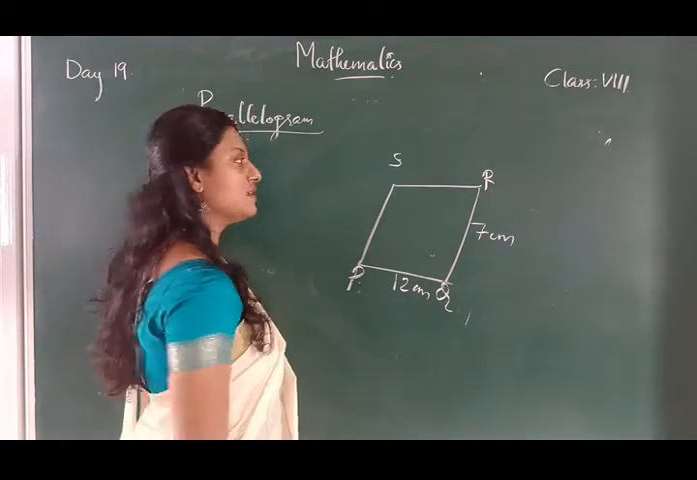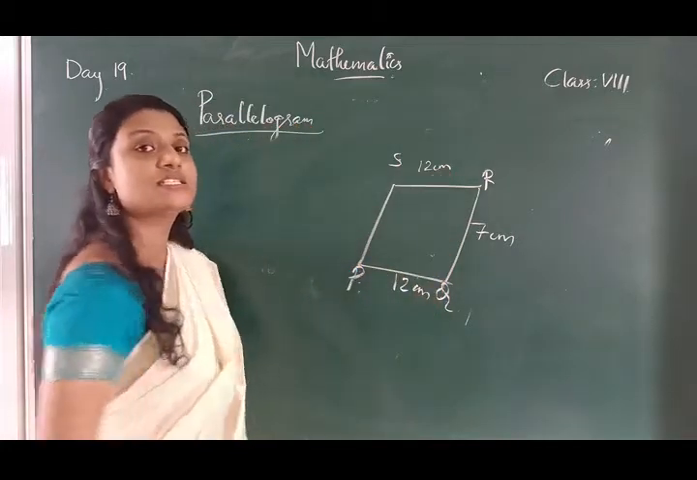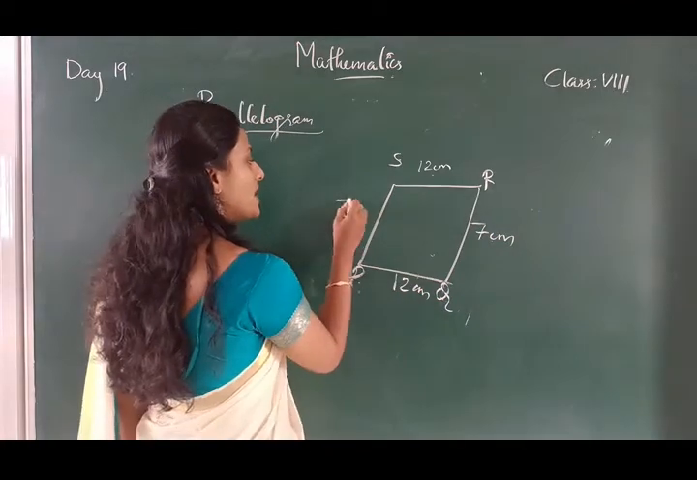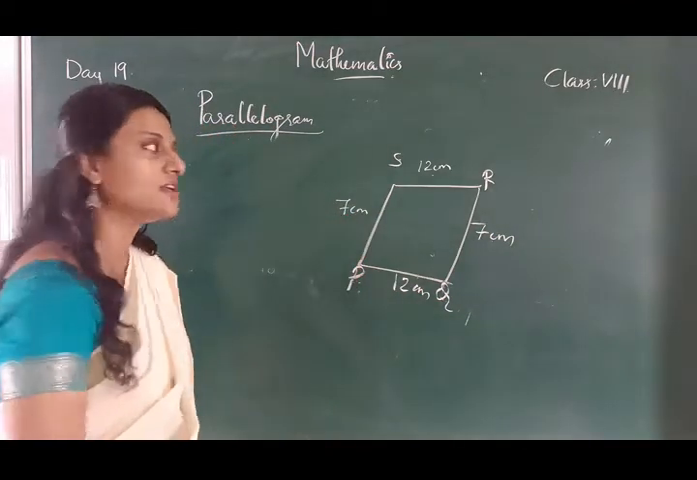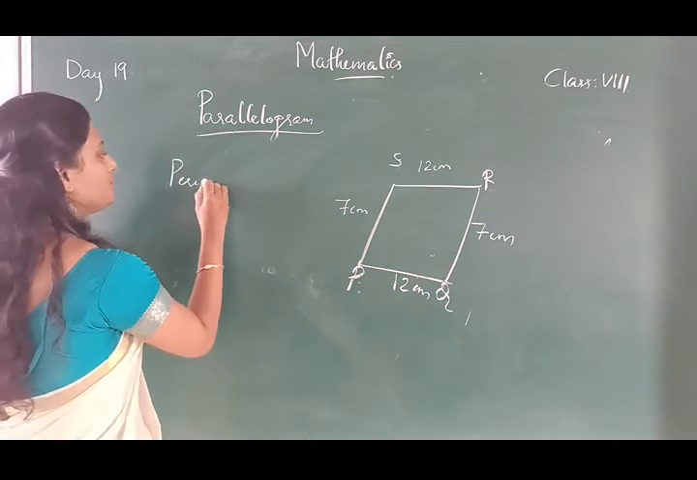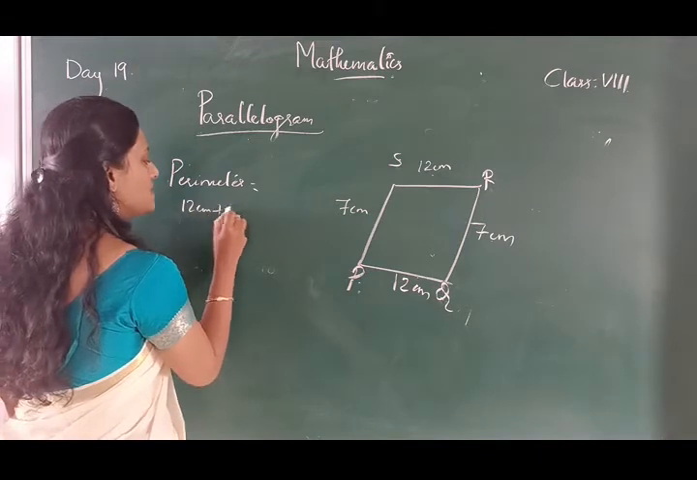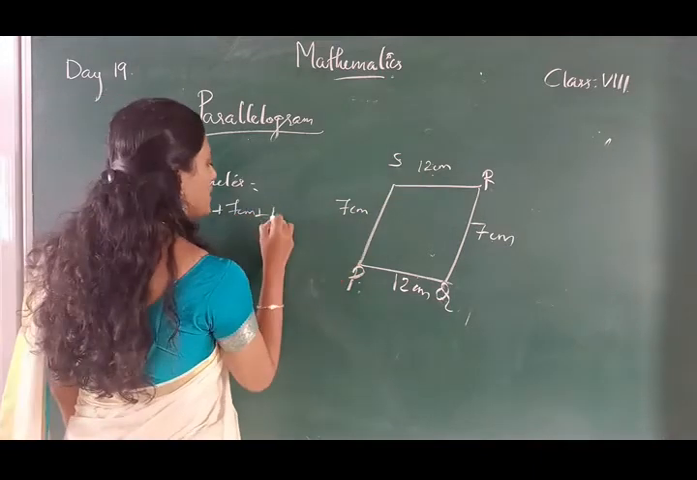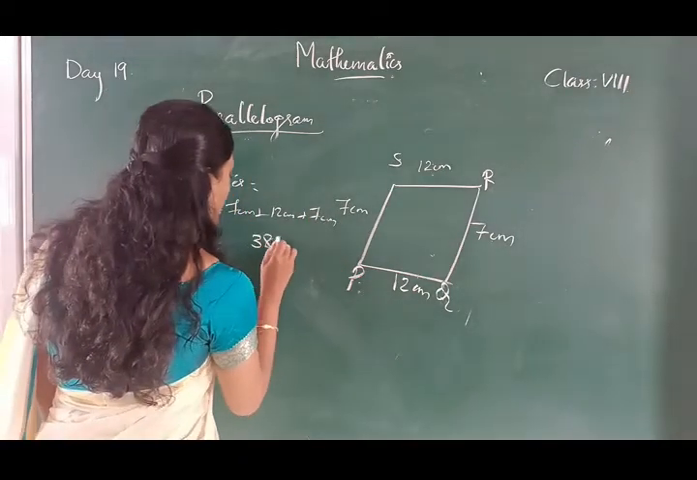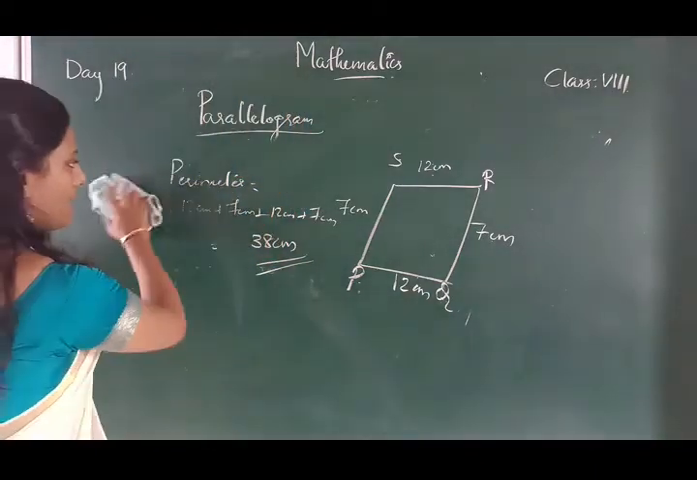PQ is 12 centimeter. What about RS? That is also 12 centimeter. Reason is opposite sides are equal. Again, QR is 7 centimeter. Then what about PS? That is also 7 centimeter. Now can you find the perimeter of this parallelogram? Yes, perimeter is equal to, add all the sides, that is 12 centimeter plus 7 centimeter plus again 12 centimeter plus 7 centimeter. Answer is 38 centimeter. So this is the method of finding the perimeter of a parallelogram.